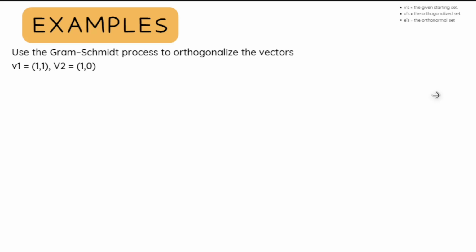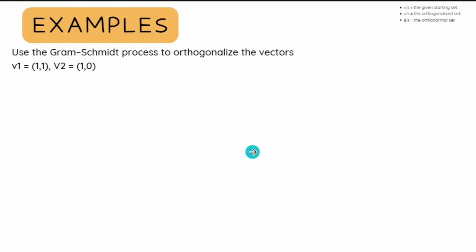So, for the example, use the Gram-Schmidt process to orthogonalize these vectors. Our vector 1 is (1, 1). Our vector 2 is (1, 0). For the first vector, it is simple. U1 is equal to V1.